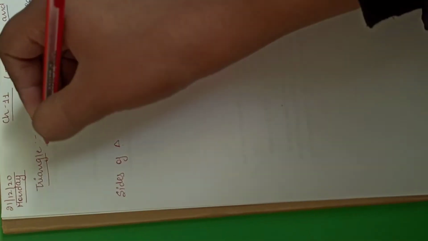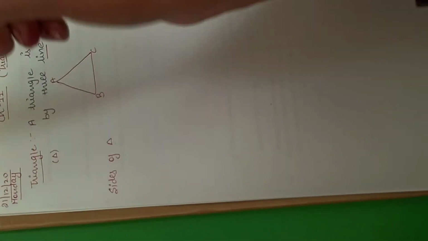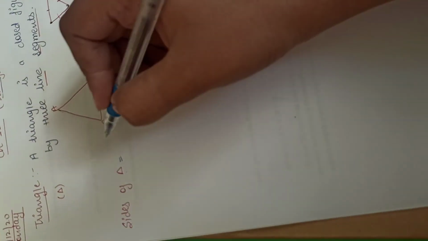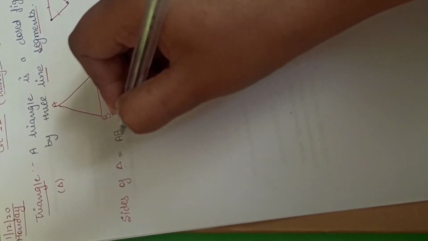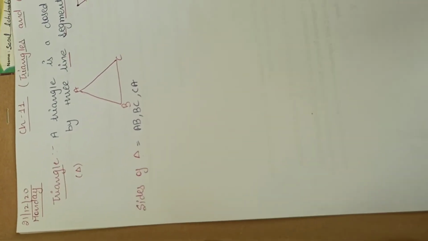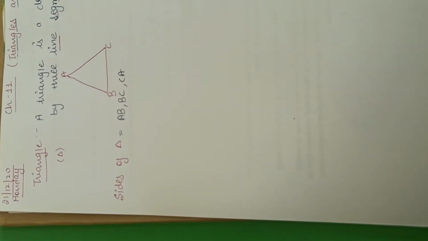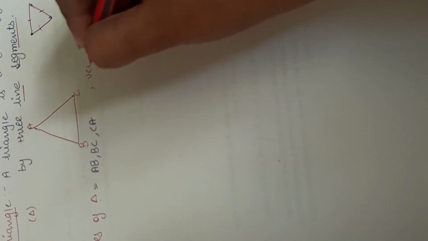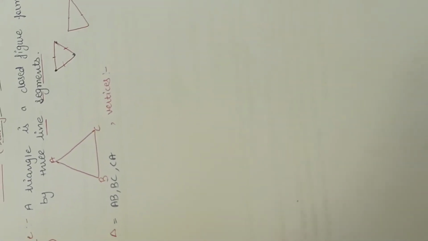Right? Now, come to what are the sides of the triangle. See, this is the symbol of the triangle. So the sides of the triangle are AB, BC and CA. Right? Clear? These are the sides of the triangle. Next, the point is, what do you mean by vertices of the triangle?